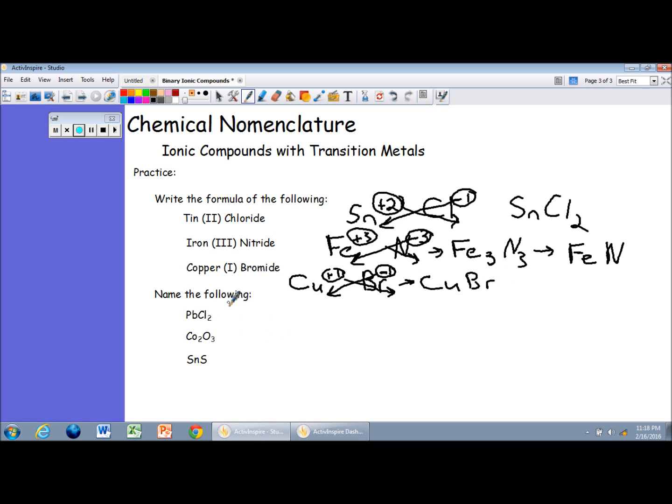Now to go back to naming compounds. PbCl2. We're going to uncross my charges. So we get lead(II), which we got from uncrossing subscripts, I mean. Lead(II) chloride.